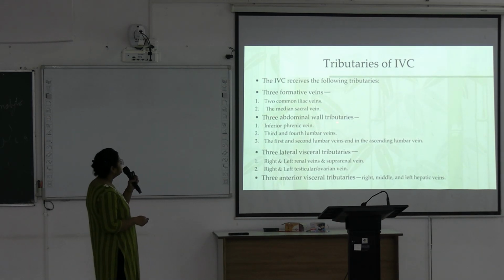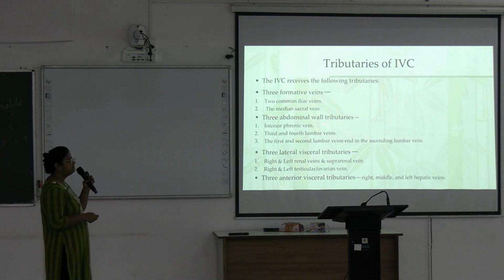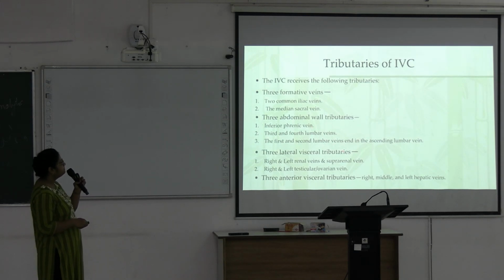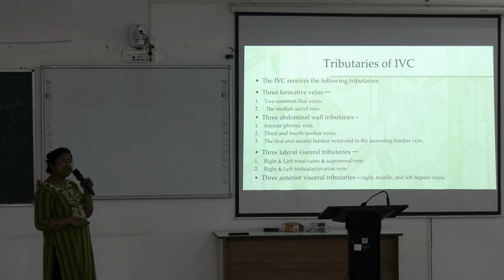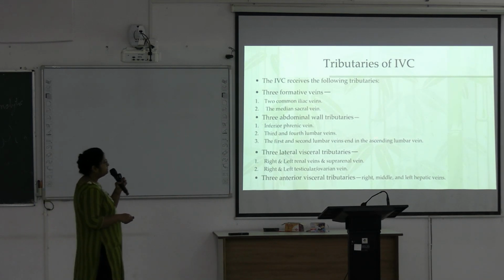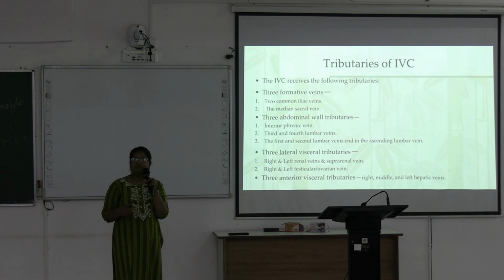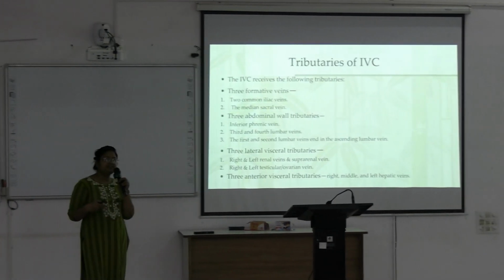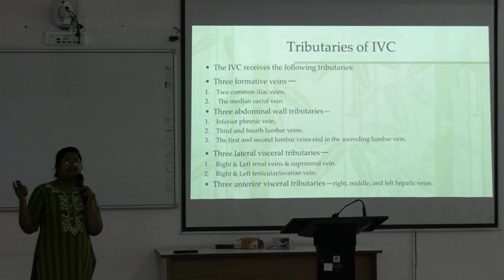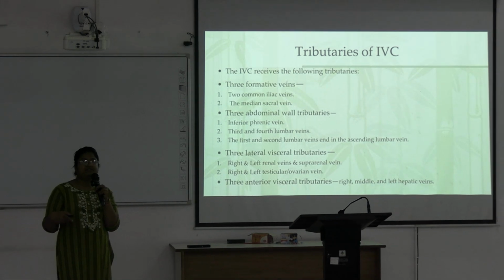And 3 abdominal wall tributaries are inferior phrenic vein, 3rd and 4th lumbar veins. The 1st and 2nd lumbar veins end in the ascending lumbar vein. Ascending lumbar veins take part in formation of the azygous system of veins. Right side there is azygous vein, left side there are hemiazygous and accessory hemiazygous veins.